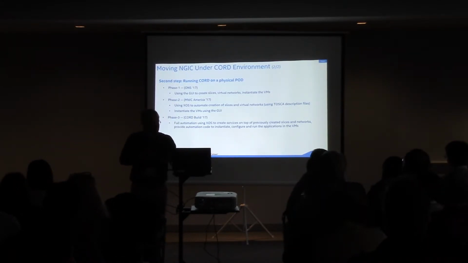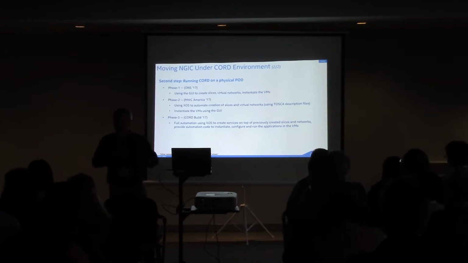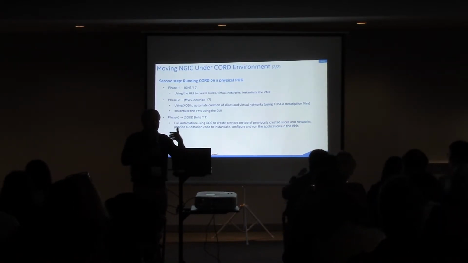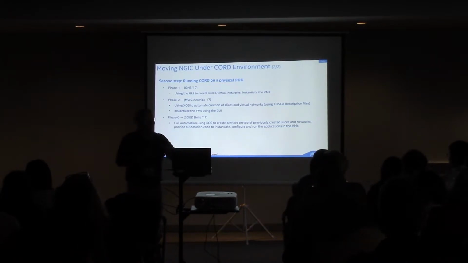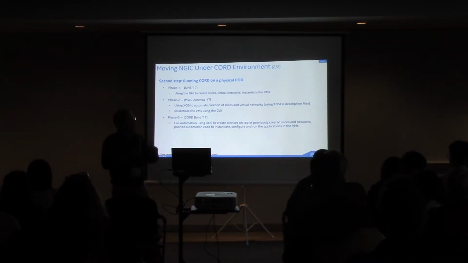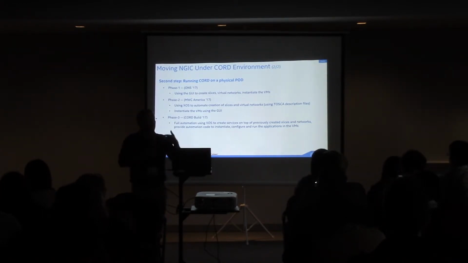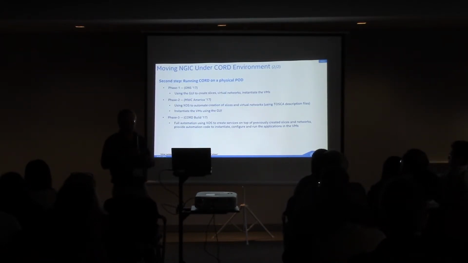And then, as of core build, and actually as of last night, so very, very close, we have full automation using XOS, which now creates services on top of the previously created slices and network, right? It provides automation to instantiate and set up the application inside the VM. Inside the VM, for example, we have the control plane and the data plane. They need to have IP addresses assigned to their interfaces so they can talk to each other. There is a certain configuration for each process. And we do all this now through XOS, right?